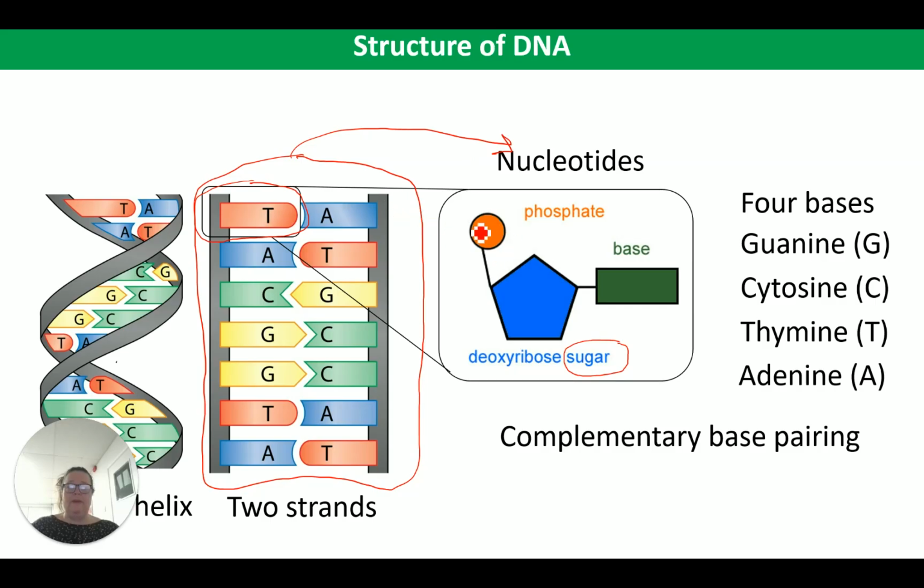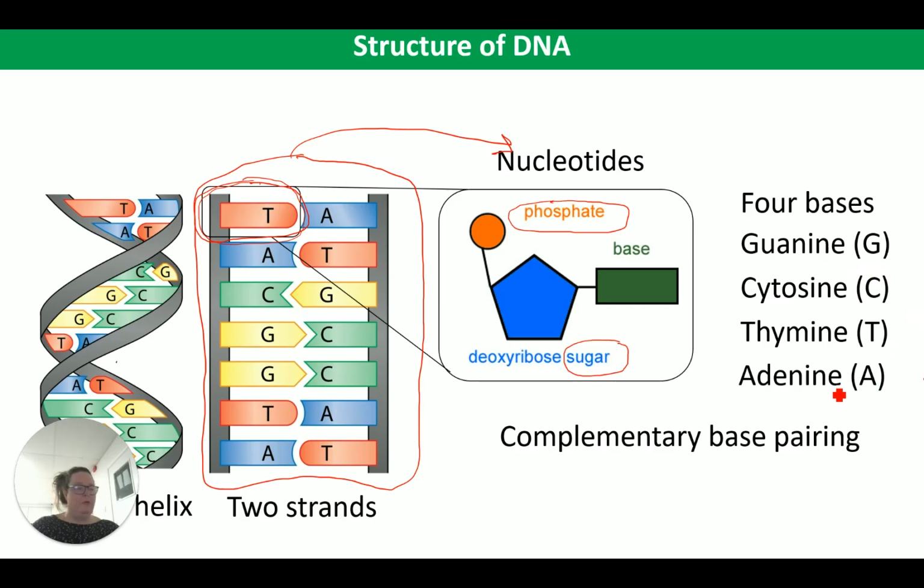We also have this orange circle up here. That is a phosphate. And then we have this thing called a base. Now this green box here, a base, is this T that I've circled here. Okay. Now there's 4 different bases. And if you look over here on the side, they are named. However, we don't need to know the names, but we do need to know the abbreviation.